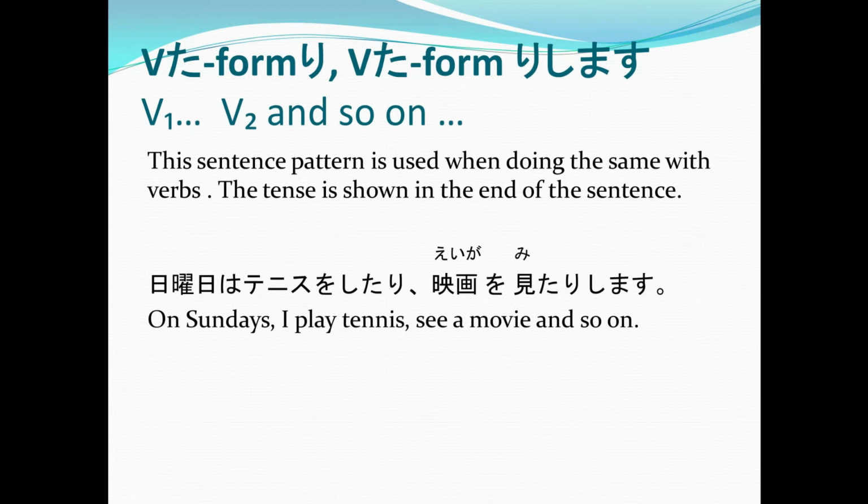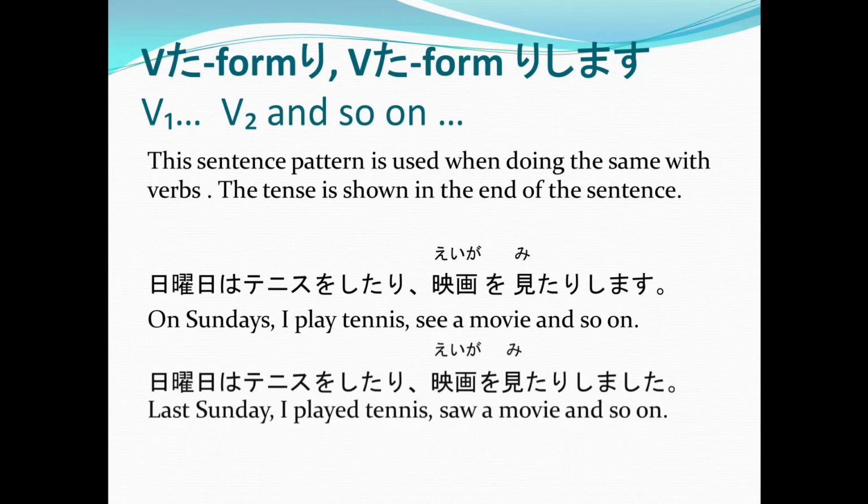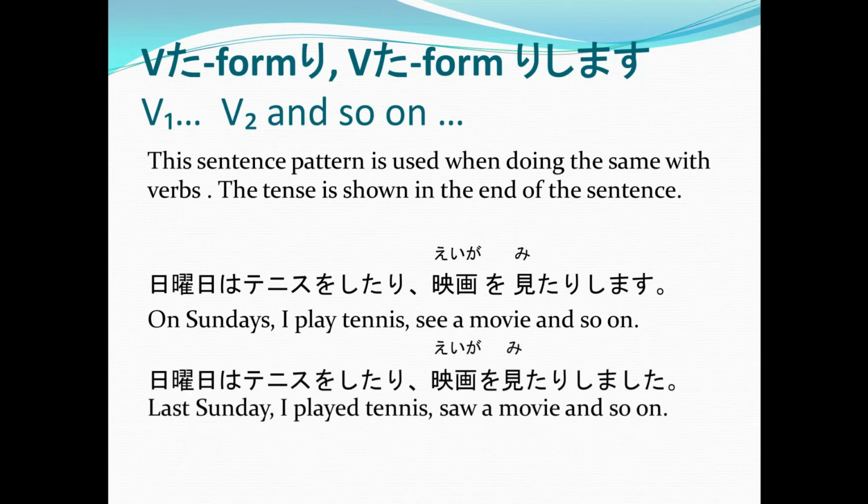Now, next example. Nichyobi wa tenisu wo shittari, eiga wo mitari shimashita. Last Sunday, I played tennis, saw a movie, and so on. Now, in this example, the tense of the verb is in the past tense. Past positive tense. How did we know that? Because of the verb mitari shimashita. Alright, so last Sunday, okay, I played tennis, saw a movie, and so on.